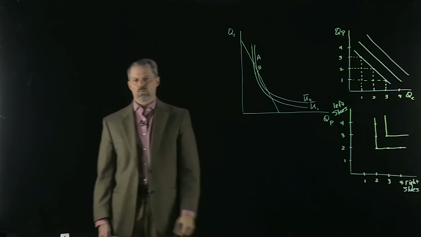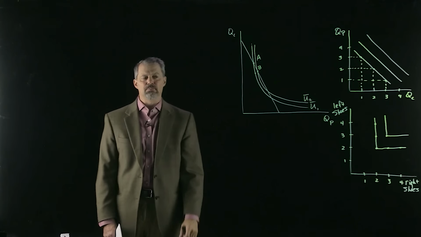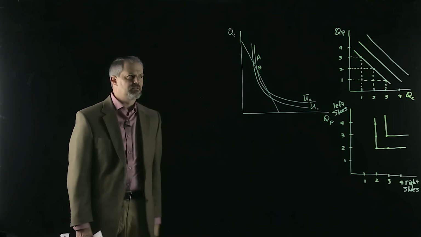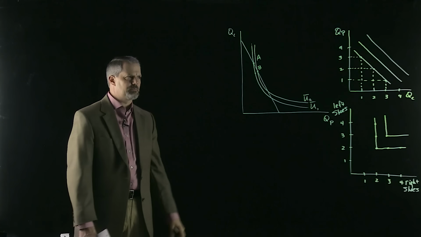Well, so we've increased utility. The consumer is better off at B than they were at A. And we know that because they're on a higher indifference curve, an indifference curve farther from the origin.